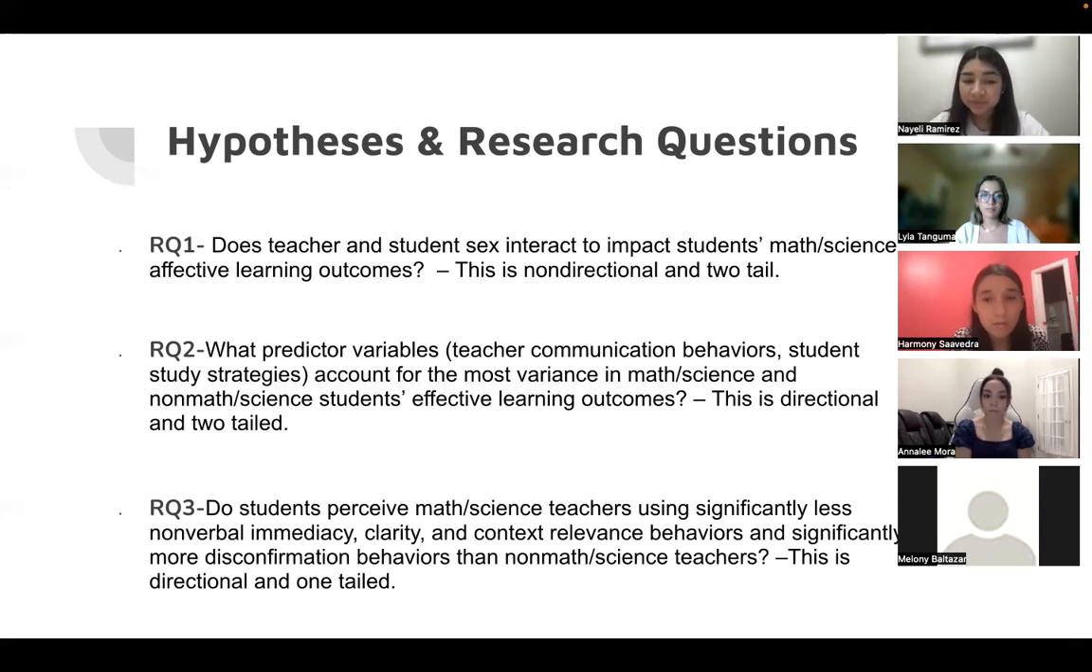Research question number 3. Do students perceive more math/science teachers using significantly less nonverbal immediacy, clarity, and content relevance behaviors, and significantly more disconfirmation behaviors than non-math/science teachers? This is directional and one-tailed.